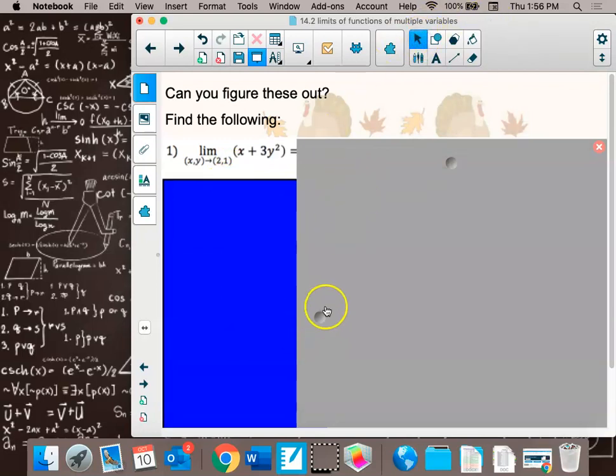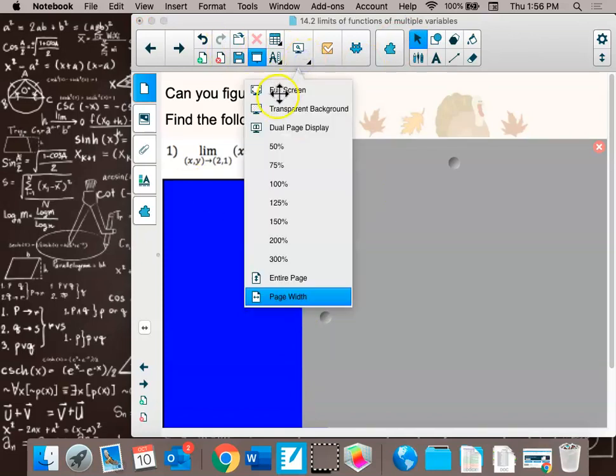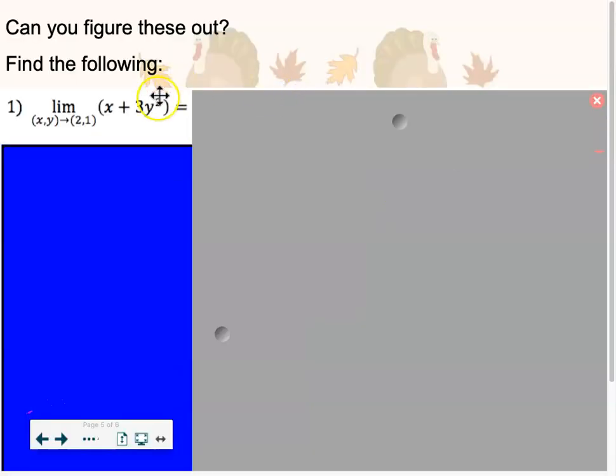Okay. All right, so we're going to work these one at a time. We'll work them together because they don't take that long. All right, so for our first one, we have the limit as xy approaches the point 2, 1 on the graph of x plus 3y squared. Do you think this will ever be DNE? No, it's never going to be undefined. It's always going to exist.